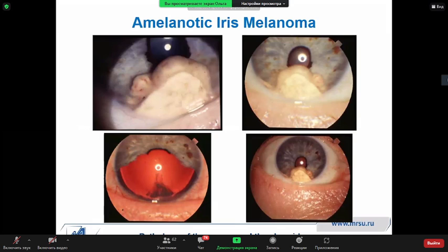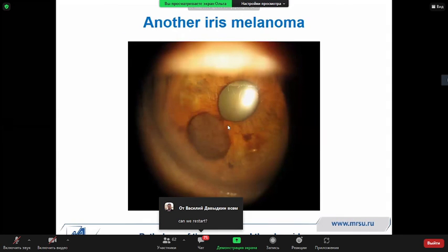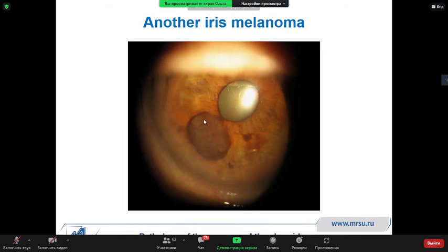For example, amelanotic iris melanoma. It's melanoma without pigment. It's very big in the anterior chamber, closing the way for the aqueous humor, so there is increased IOP. It's a problem. It's after operation, for example, and here we see the complicated cataract. It is melanoma with pigment and with neovascularization.